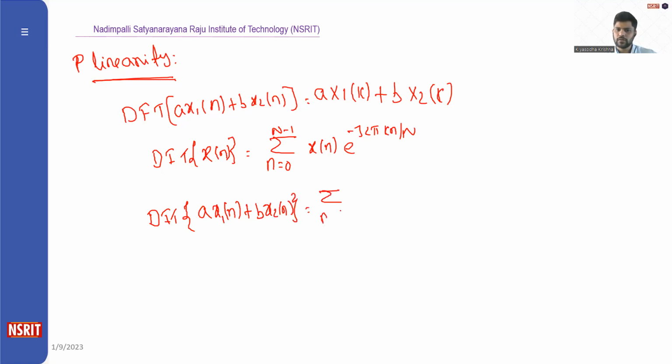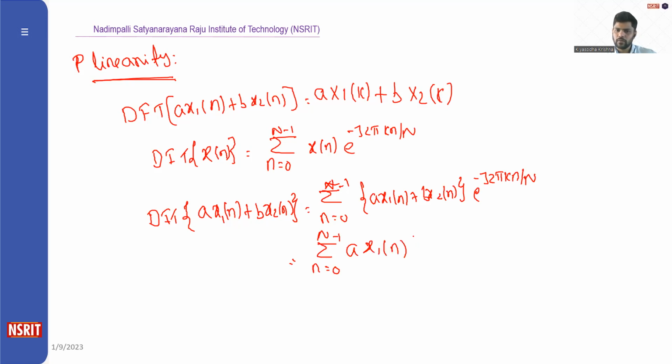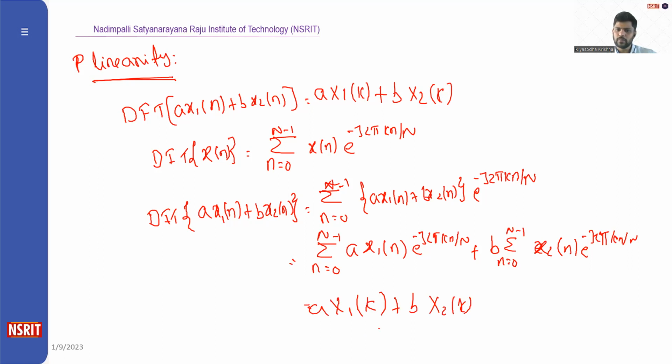Just replace, with n equal to 0 to N minus 1, in place of x of n: a x1 of n plus b x2 of n, into e to the power of minus j 2 pi k n by N. If you multiply and segregate all these terms, a into summation x1 of n e to the power of minus j 2 pi k n by N plus b into summation n equal to 0 to N minus 1 x2 of n e to the power of minus j 2 pi k n by N. This is nothing but a into X1 of k plus b into X2 of k. This is the property we need to do.